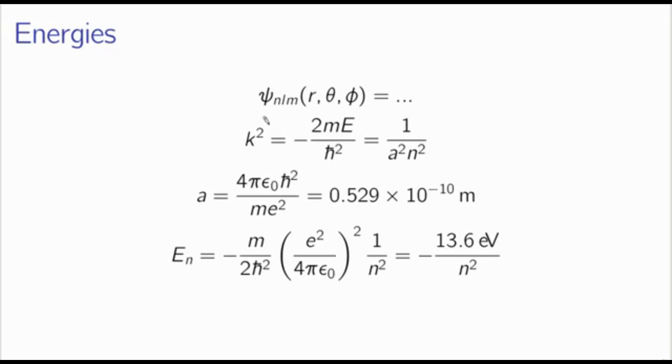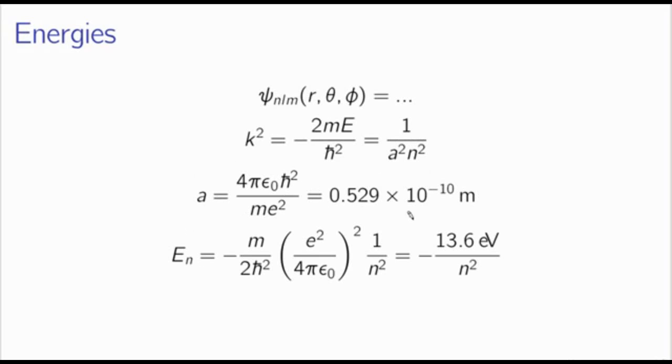The constants that we got, for instance, we defined a k squared that was given by 2me over h bar squared. That should look familiar. We found out that that constant had to be given by 1 over some a squared, some radius squared, times an n squared quantum number. This a value, the Bohr radius, is about half an angstrom.